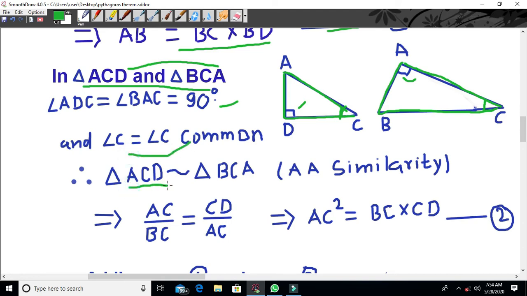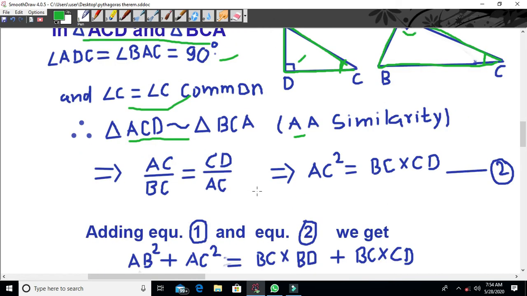Triangle ACD is similar to triangle BCA by AA similarity. So the ratios of their corresponding sides are proportional. In AC, we are taking this AC, and this BC: AC by BC is equal to CD by CA. So what we are getting: AC multiplied by AC is AC square, equal to BC into CD. This is equation 2. Now add equation 1 and equation 2.